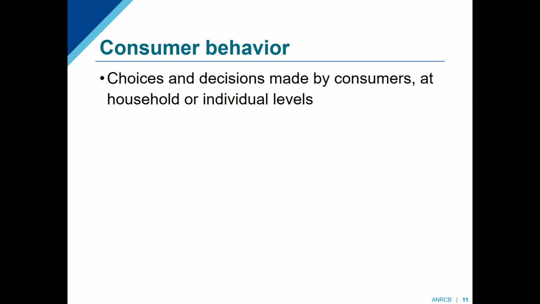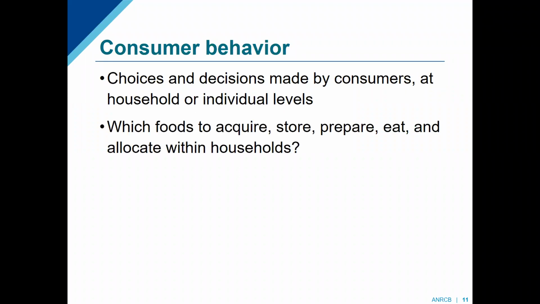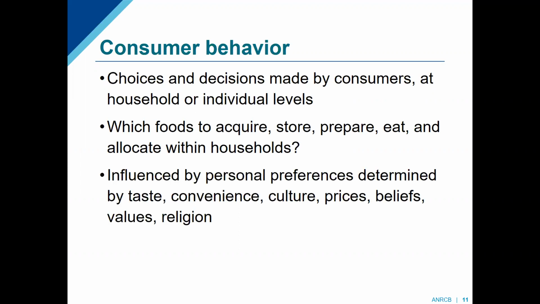So then moving on to consumer behavior, by this I mean we're talking about all those choices and decisions that we make, either as individuals or as households, around what foods to acquire, do we store, prepare, how do we eat them, how do we share them within households and allocate food to the different members within a household. All of this is influenced by personal preferences. So those could be organoleptic or taste, and other characteristics of the food itself. It could be the convenience of preparing or eating them. It could be coming from cultures, from the price of foods, from religion, from values and beliefs, and customs. All of these can influence consumer behavior.